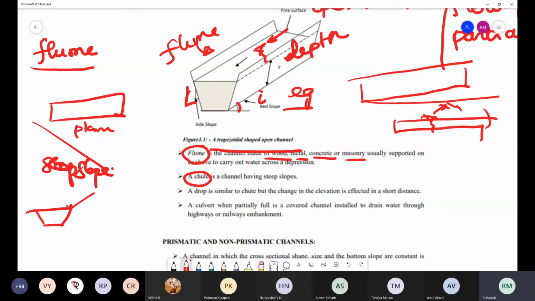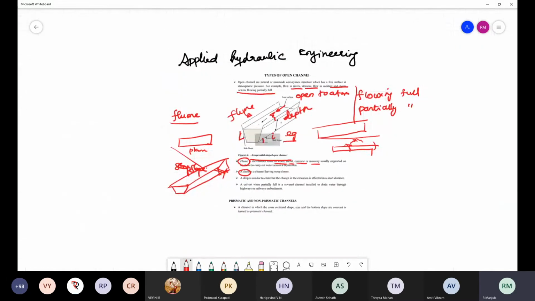And in case of a chute, you will have a steep slope. And drop, what is a drop? A drop is similar to a chute with a steep slope, but the change in elevation is effected over a short distance. Maybe this steep slope is for a longer distance, whereas suppose this is for a shorter distance.